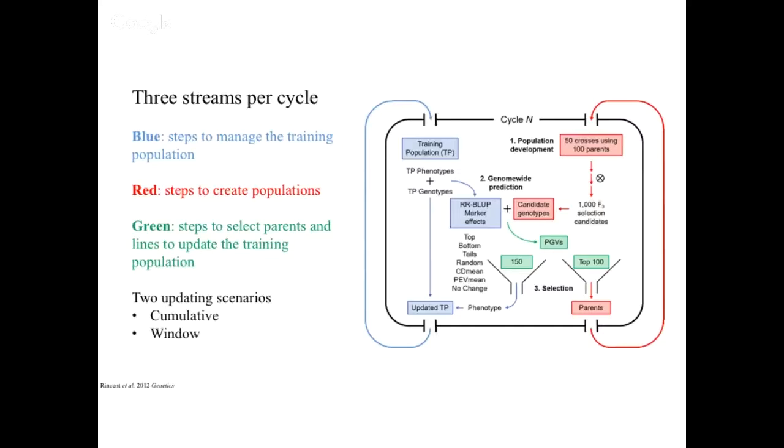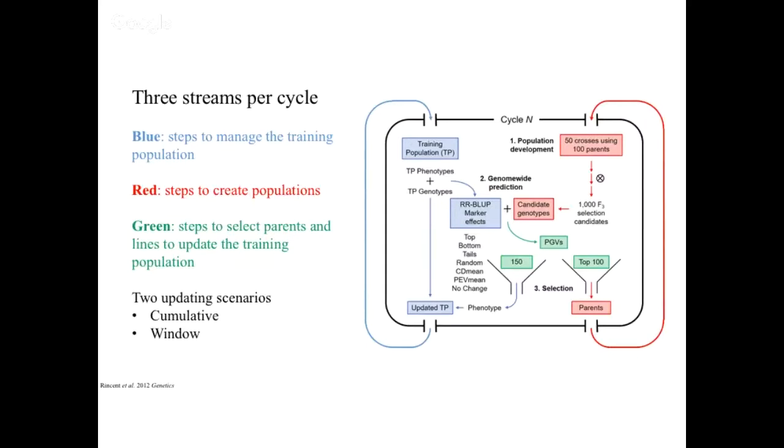Then we also had 2 different scenarios here, cumulative and window. In cumulative, we essentially build the training population and it expands by 150 individuals each cycle. And then with window, we're using a sliding window approach where only the newest data is included and older individuals are excluded.